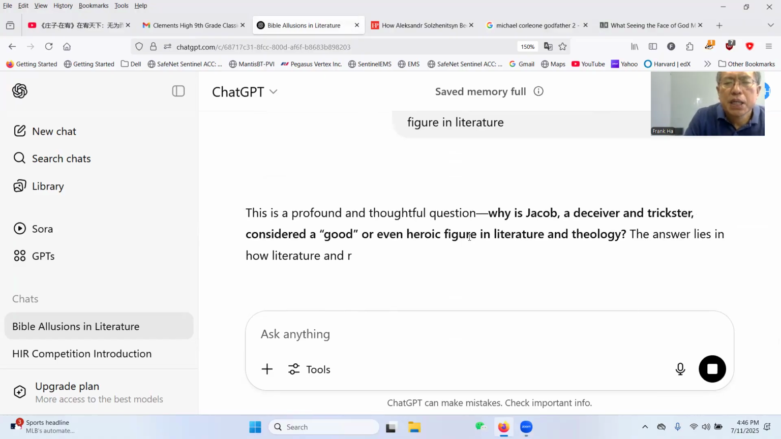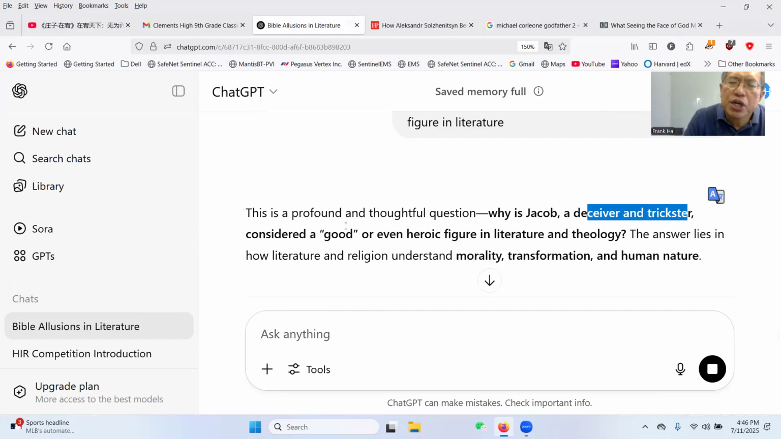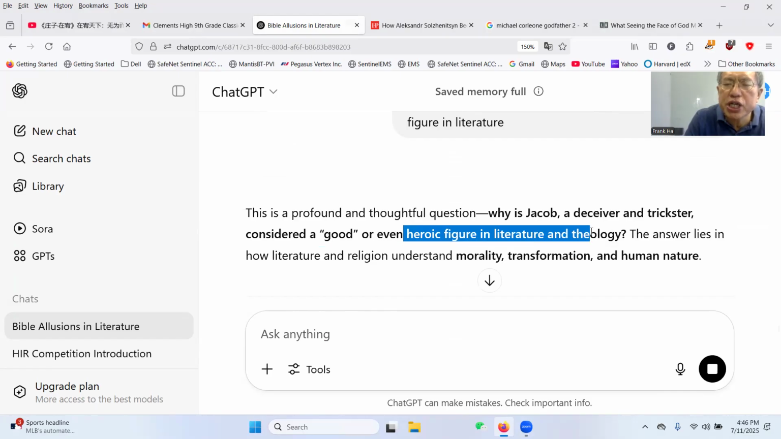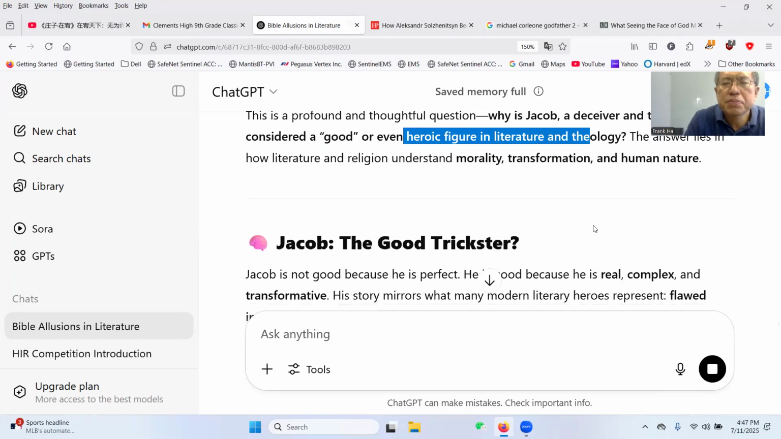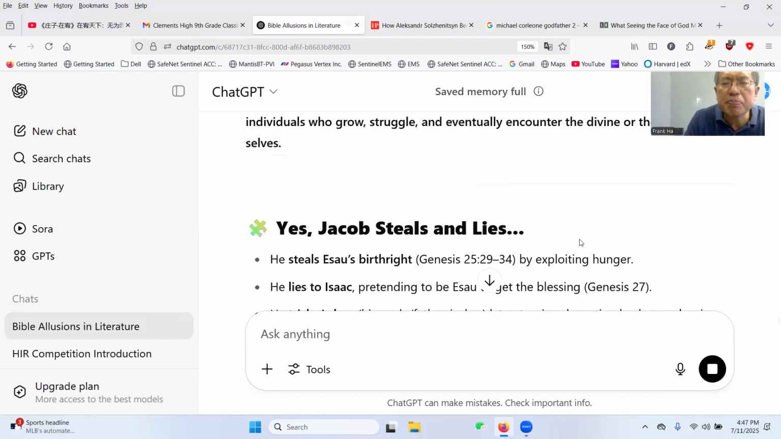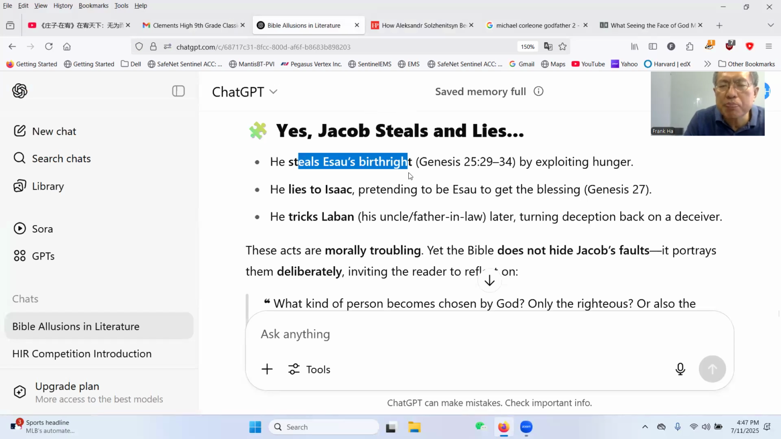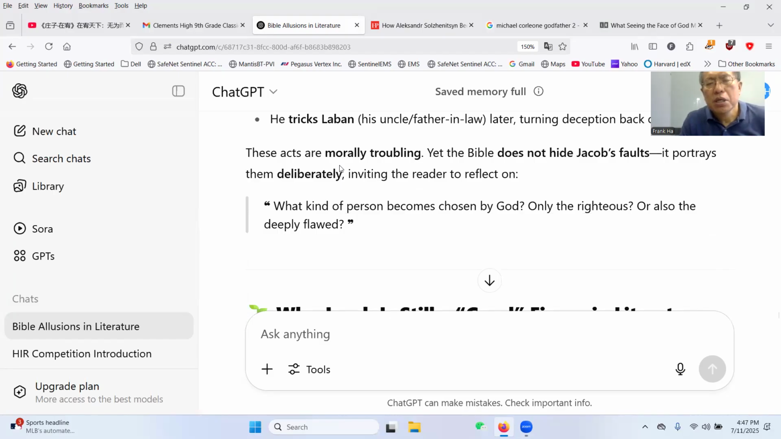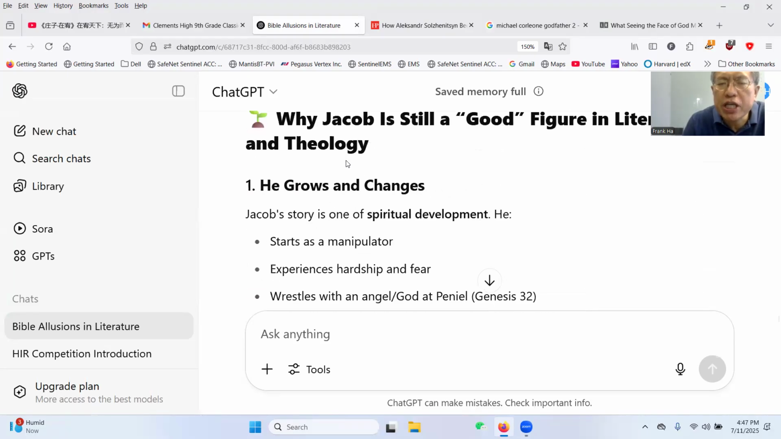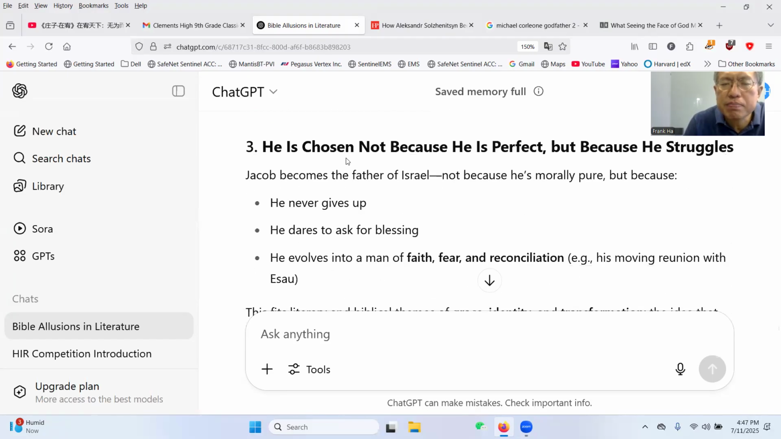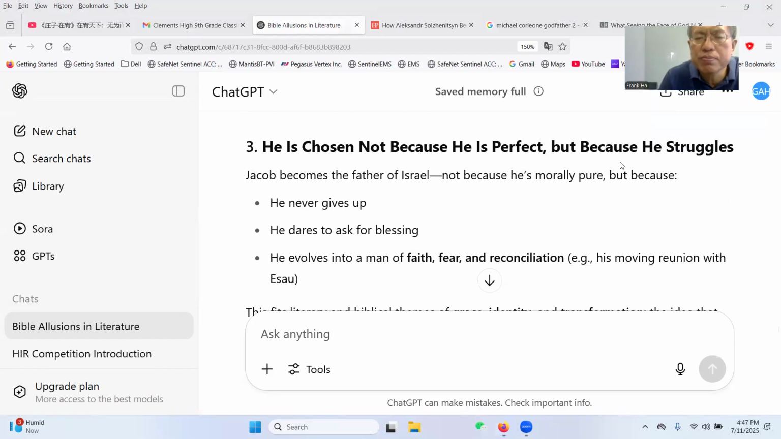Jacob. Why is Jacob, a deceiver and a trickster, considered a good, even heroic figure in literature and theology? The good trickster, he tricked his brother. He stole his own big brother's birthright. He lied. He stole. He tricked. The only thing he didn't do is kill his own family member. But definitely he did a lot of bad things. Yeah, he is chosen not because he's perfect, but because he struggles. That probably tells you about this.